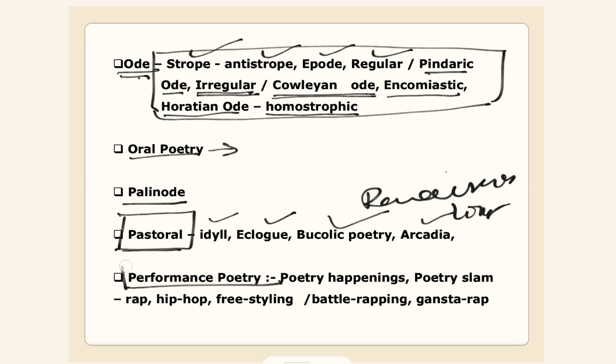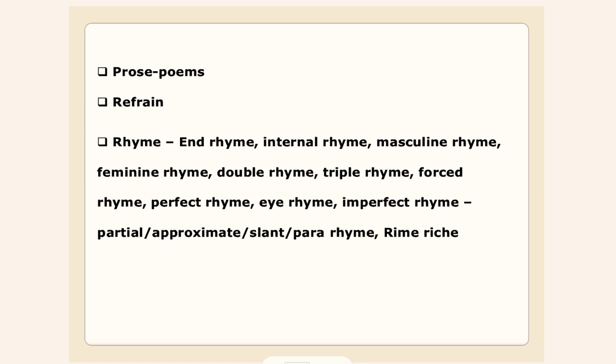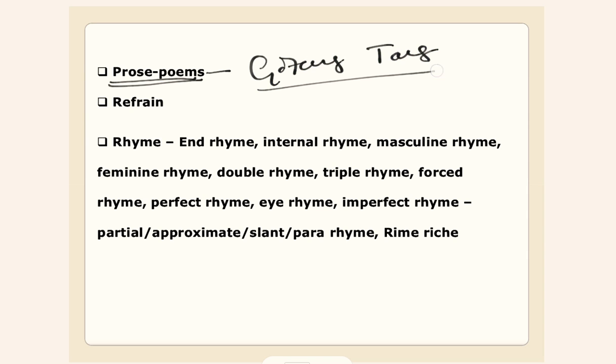Performance poetry. What does it mean by performance poetry? Let's see. Poetry happenings, poetry slam, rap, hip hop, freestyling, battle rapping, gangster rap. So poetry is read as well as performed on the stage. That's called performance poetry. Next, prose poems. Please remember, Gitanjali by Tagore is written in the form of prose poems.